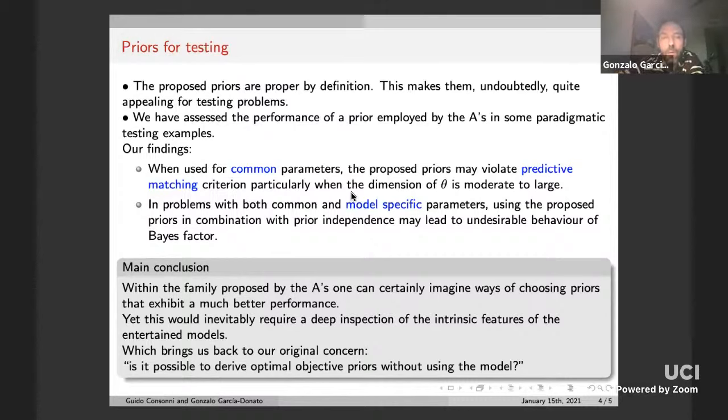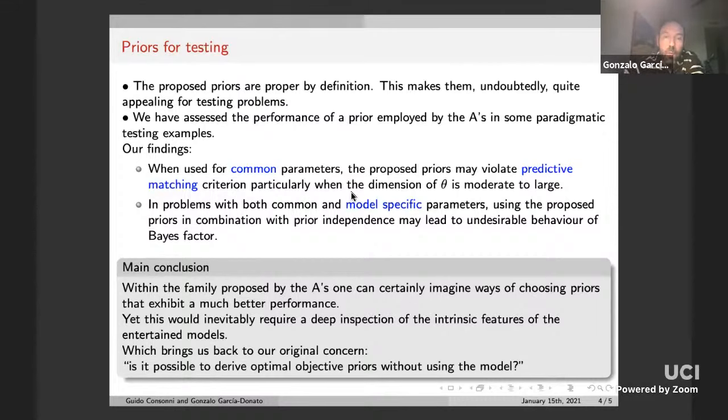And for instance, we arrived at the following conclusions. That's again because we are a model guy. If you spot a model, then we normally identify which are common parameters and which parameters are specific for the testing. And then when we tried to use the prior they are proposing for common parameters, we came up with something that violated the predictive matching criteria, and that was worse if the dimensionality of the parameter was large.